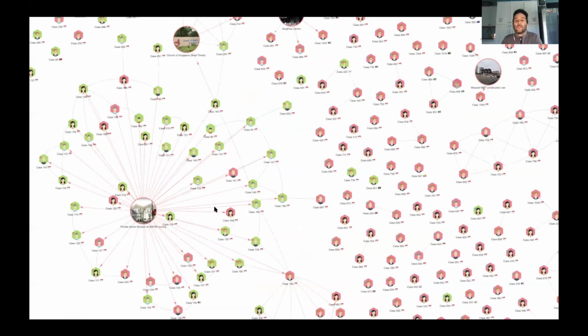Here's a network of people in Singapore who are connected to each other. This is another social network, but this one is connecting people who caught COVID-19 from each other and what areas in Singapore they're related to.